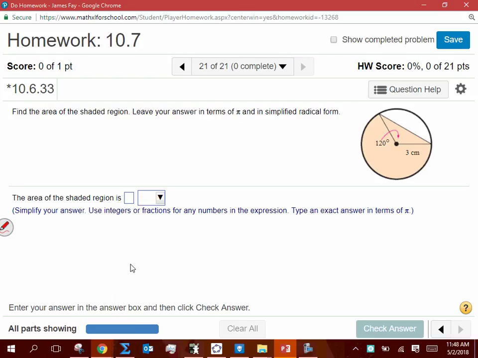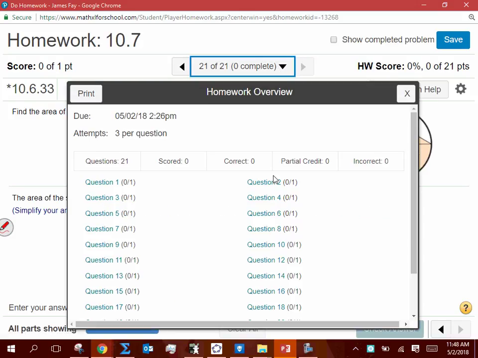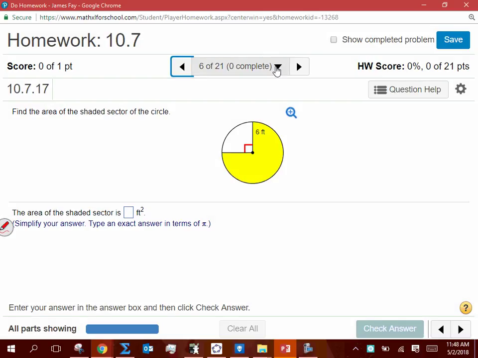Any others? That one. Seriously, do you just take 360 minus 90? Okay. Like that? So 270 over 360 times pi r squared. All right?